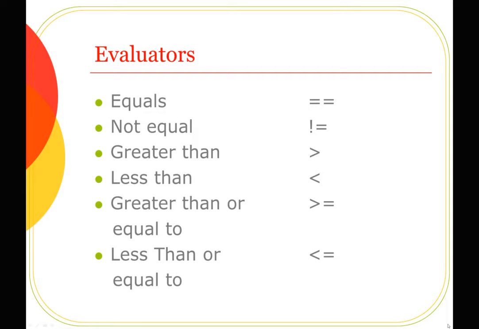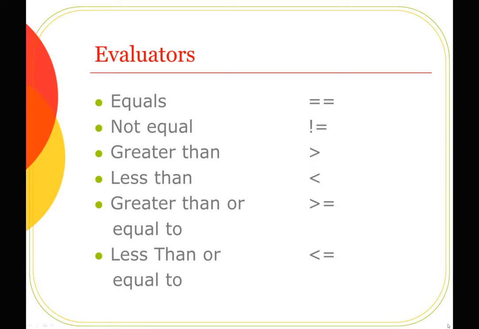So let's look at some evaluators. Equals. Notice there are two equal signs for equals. That's because if there's one equal sign in C#, it is an assignment operator. You cannot do a Boolean evaluation using one equal sign. It must be two.